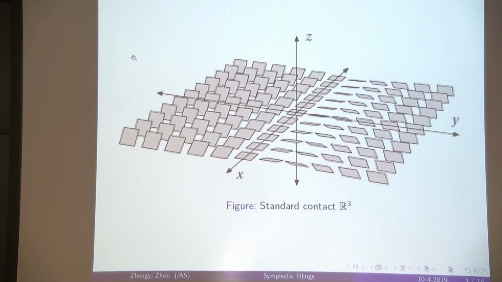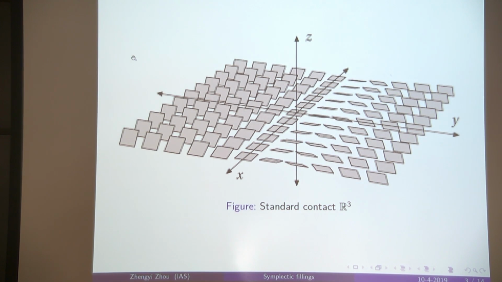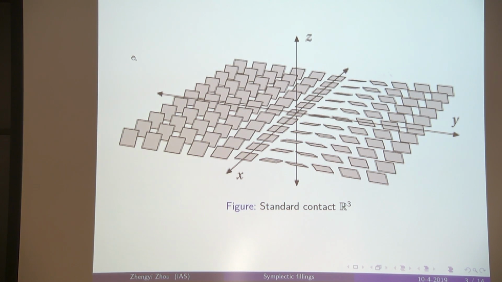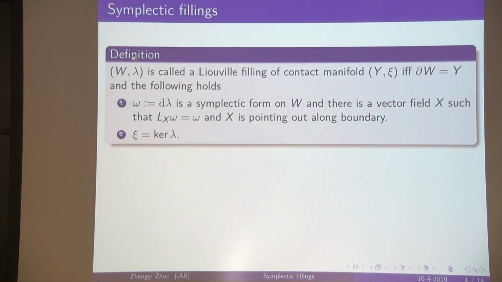Okay, so if you Google contact manifold, what you will see is a picture like this. This is the contact distribution on R3. You see how things are twisted. And why we study contact geometry is that it's a natural notion of boundaries of symplectic manifolds. A symplectic manifold is an even-dimensional manifold with a two-form which is non-degenerate. In this case, I'm interested in studying the Liouville fillings, also called exact fillings, of contact manifolds.